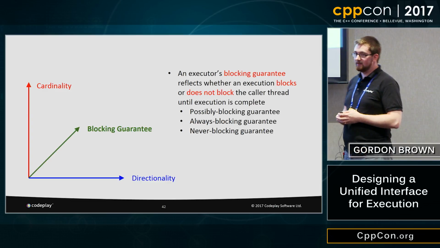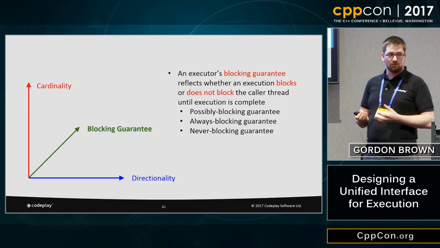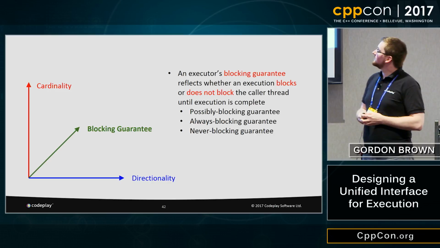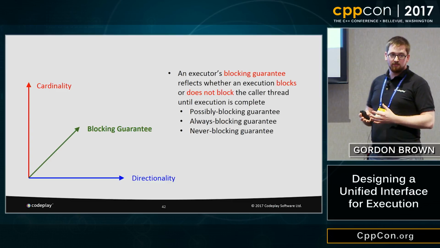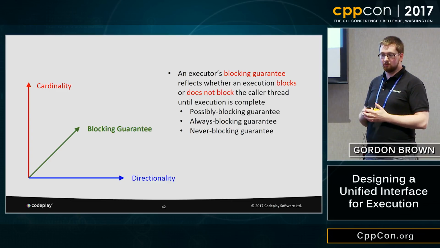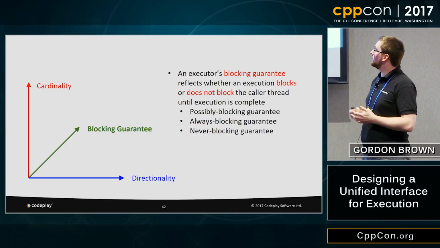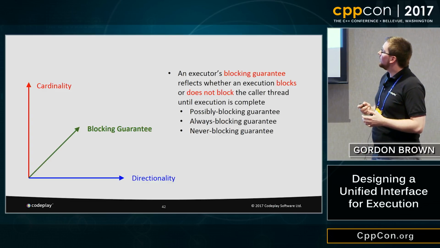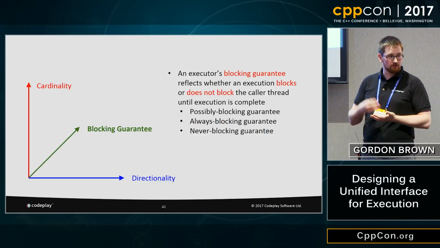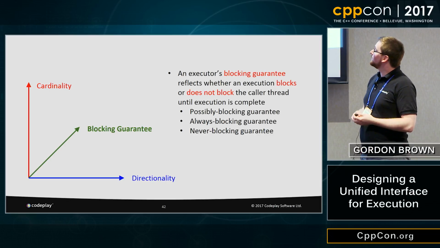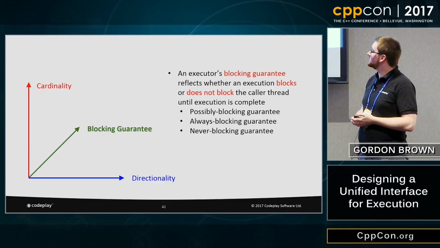And then finally, there's the blocking guarantee. The blocking guarantee describes whether or not your execution function will block the caller thread on the execution to complete. There are three different options: possibly blocking, always blocking, and never blocking. Never blocking guarantees that your execution function will execute asynchronously. This means that it'll return immediately, but the work will run in the background on some other thread. Always blocking guarantees that the function will block until the work is complete, which means when it returns from the execution function, the work is already complete. Possibly blocking is for the case where you don't prefer one or the other, and either is fine. So it's the lower guarantee of the three.